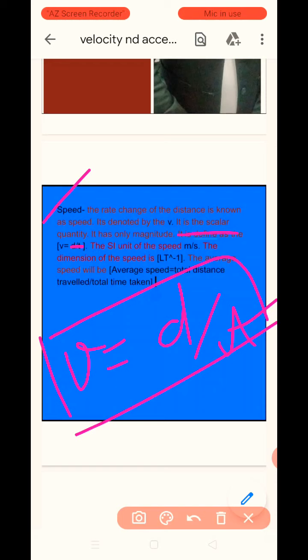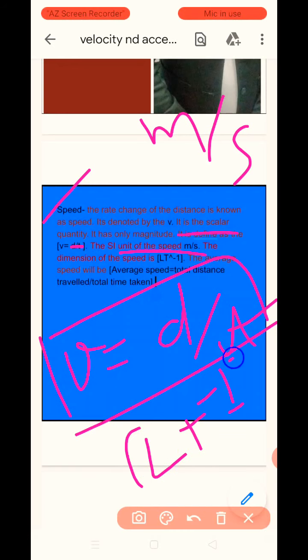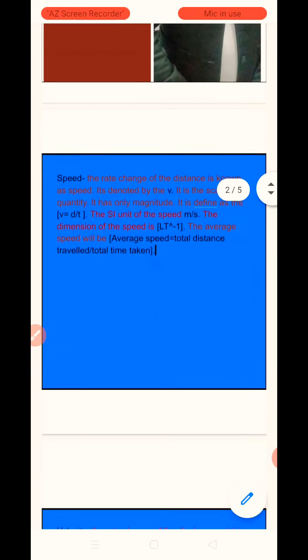Clear? It does not show any direction. It is defined as v is equal to d upon t. The SI unit of speed is meter per second, and the dimension of speed is LT to the power minus 1. Clear?